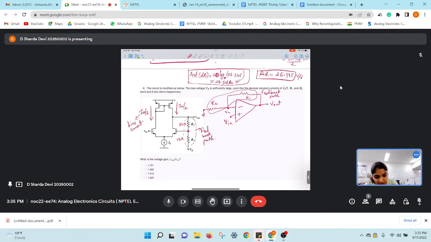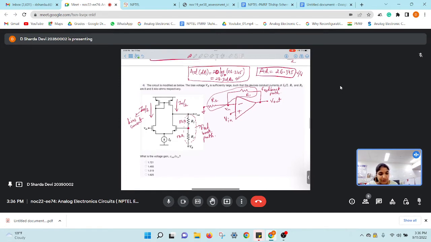This I0 by 2 never changes, it remains constant. Whatever small signal AC we apply superimposes on this current, but I0 by 2 remains constant throughout the operation. First we DC bias our circuit, then we apply AC small signals for AC operation. This is clear to everyone, right? In this circuit, what we have to find is the voltage gain. So first let's solve this circuit.